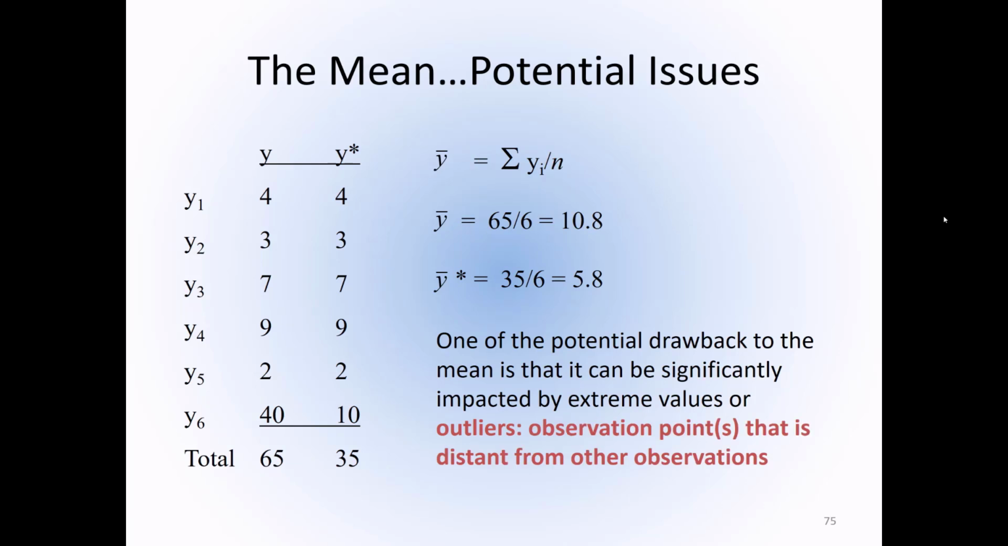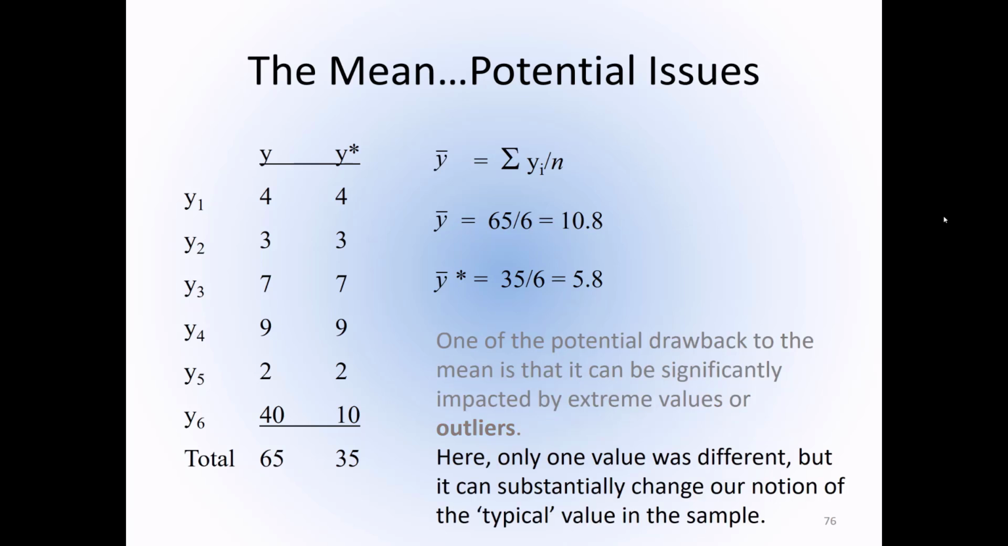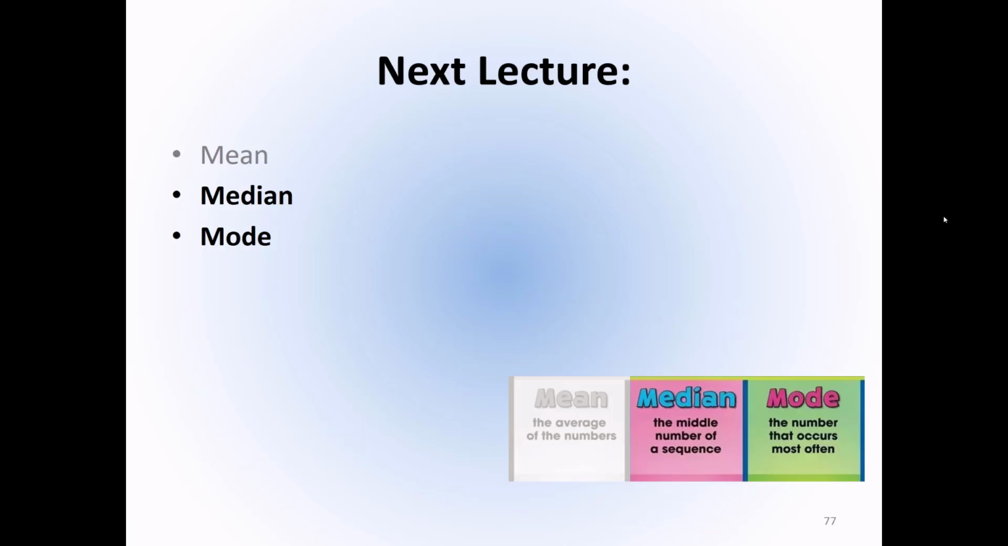In this particular case, our mean would have been exactly the same if we'd only considered observations y1 through y5, but in adding y6, the mean of our sample y was much larger than that of y star. And so here we've only got one value that's different, but it's significantly changing the means of our respective values. And so depending on if we have outliers or not, the mean may or may not be most appropriate. And we're going to discuss this moving forward when we talk about the next 2 measures of central tendency, median and mode, in the next video.